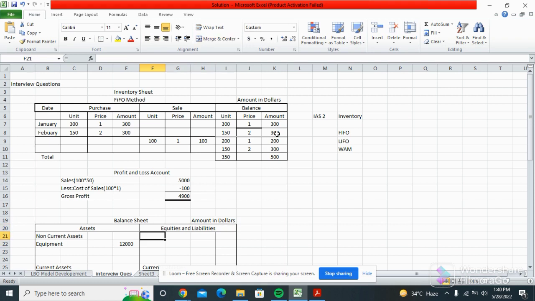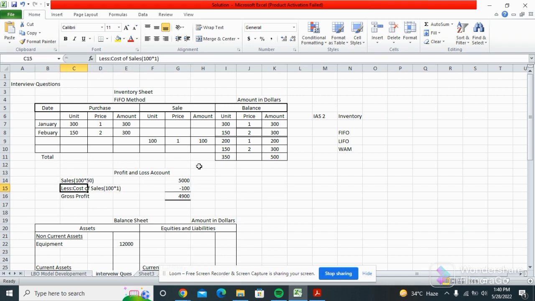After that, if we talk about the profit and loss account, as the question said, we have sold 100 units of raw material at a selling price of $50 each unit. So $50 each unit means that we have earned a revenue of $5,000. This is basically sales, the $5,000.